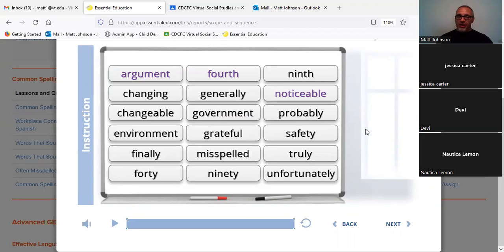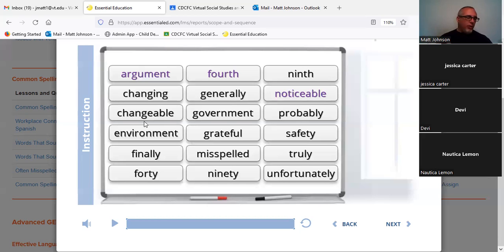Environment is the same type of thing, right? The environ is the root word. M-E-N-T is the suffix. So let's see here. Probably. So probably, right, the root would be probable with the E at the end, which we remove for the Y. And again, it's just in some cases where we break those rules or have new ones.